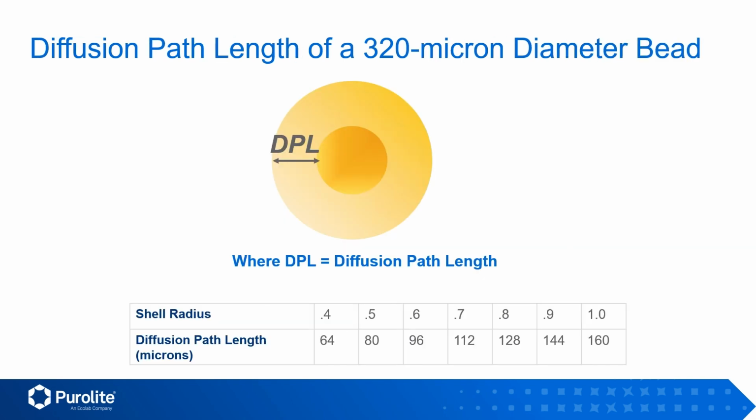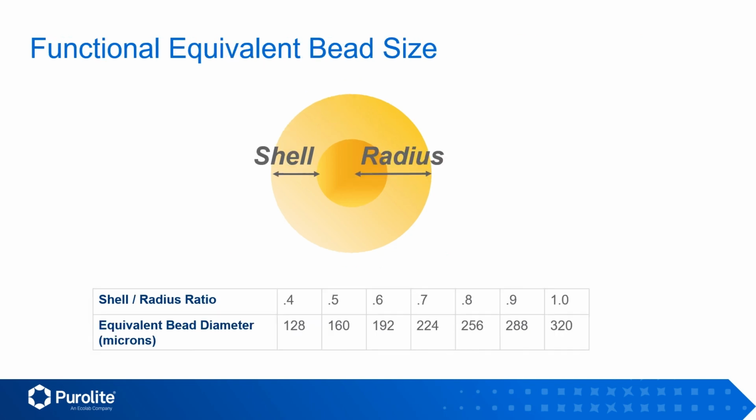Based on the positive results we achieved in these other applications, we thought the shorter diffusion path length may offer advantages in chromatographic separation. For a 320 micron bead, and based on a 60% shell depth, we could reduce the diffusion path length from 160 microns to 96 microns. Put another way, we could make a 320 micron bead react like a 192 micron bead without the pressure drop restrictions.